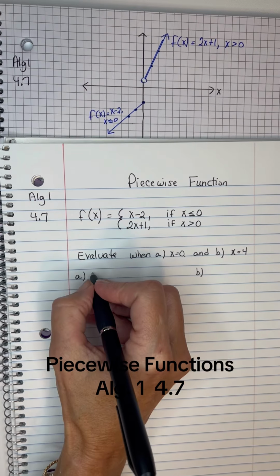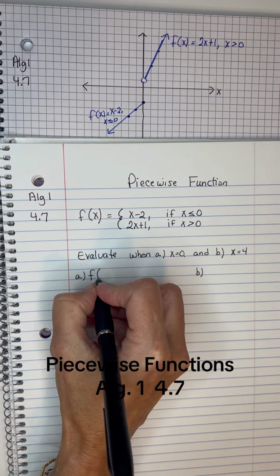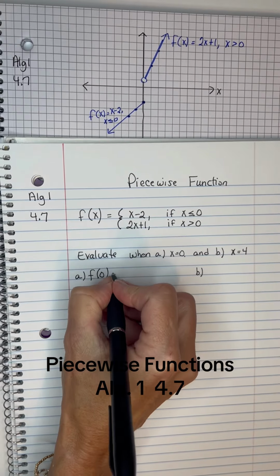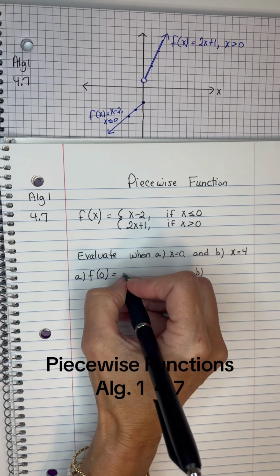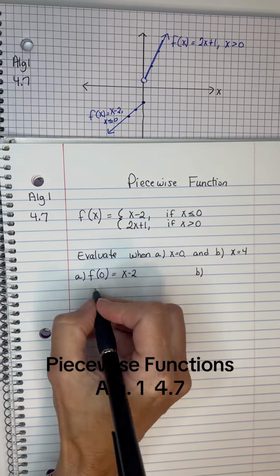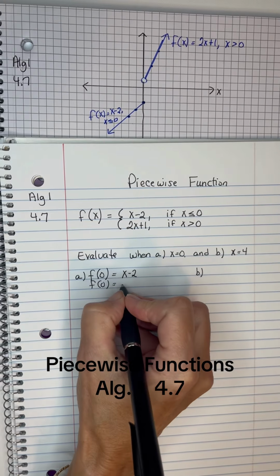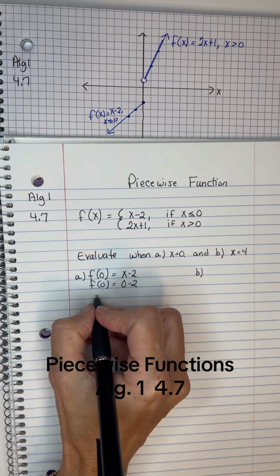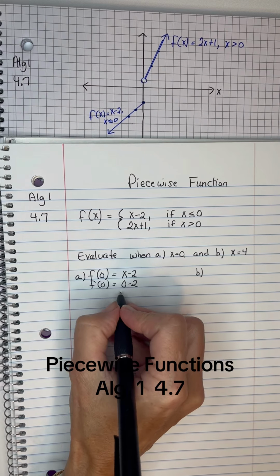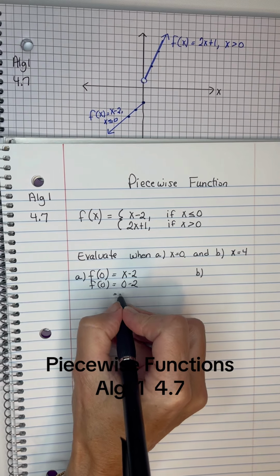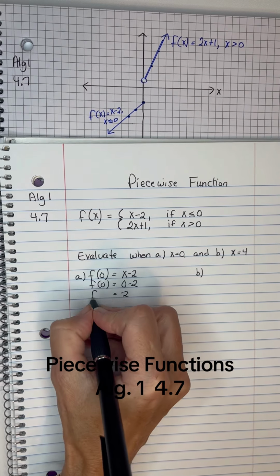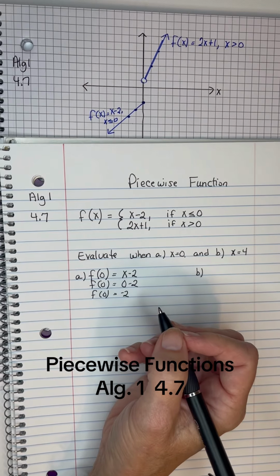I will say f of, we're using 0, equals, and I want to use the top one, so it's x minus 2. So that's f of 0 equals 0 minus 2, so that will be -2. So f of 0 equals -2.